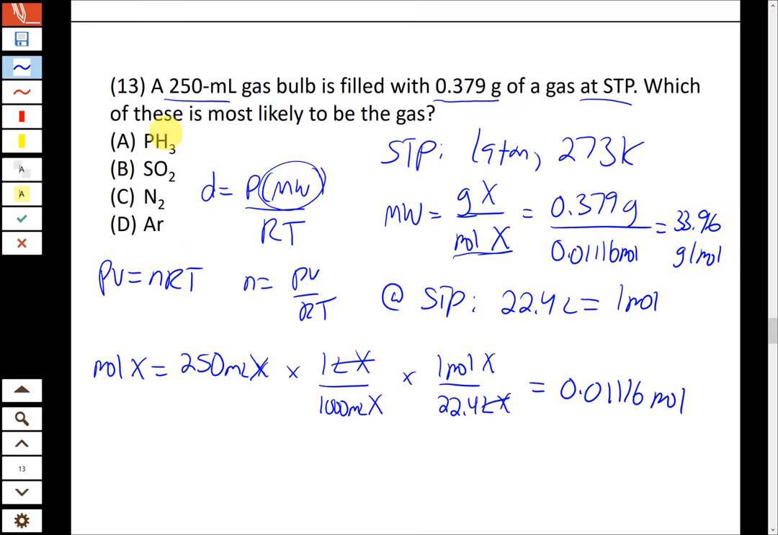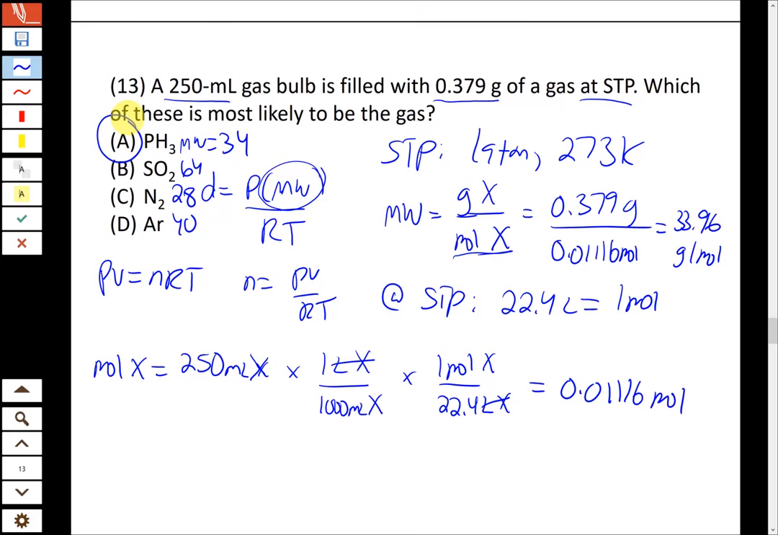And then we just have to figure out which of these gases has a molar mass that's closest to that. For PH3, we don't have to be too precise with this. The molar mass is 31 for phosphorus plus 3 hydrogens, so 34. That's really close. SO2 is going to be 64, sulfur plus 2 oxygens. N2 is 28 grams per mole. Argon straight off the periodic table is 40. So the one that's closest is PH3, which is called phosphine.